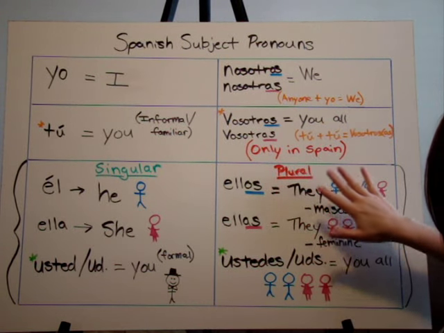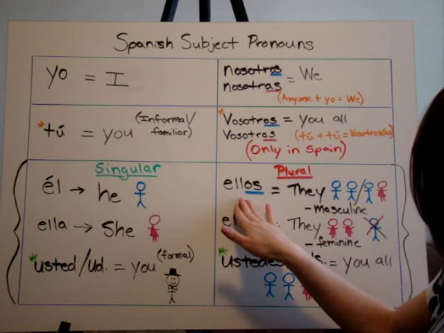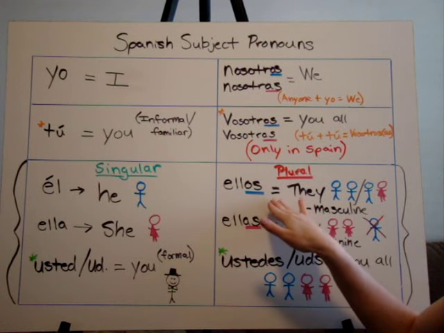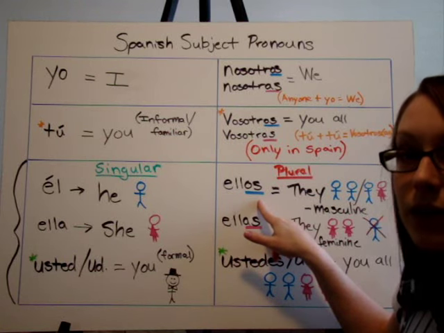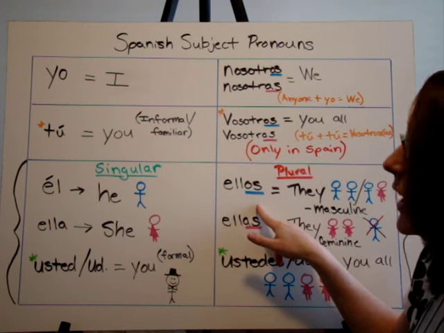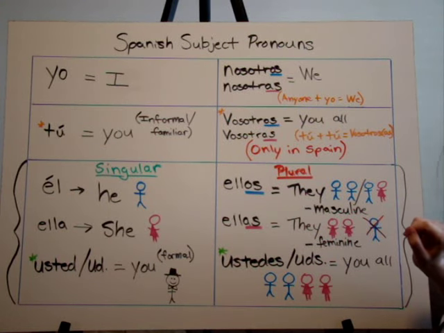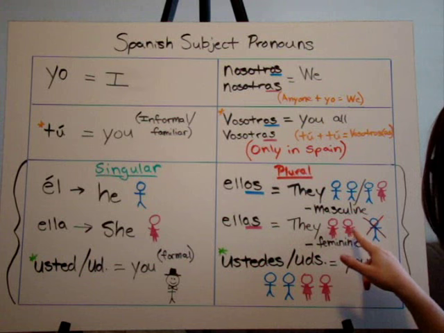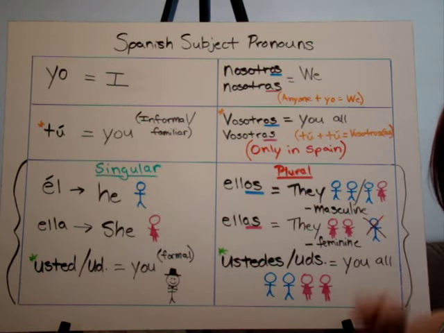Now this is the plural box of this, okay? So ellos means they, ellas also means they, but this one up here talks about all male, so this is the masculine form of they, or just as we talked about up here, it can be mixed gendered. Ellas refers to all female and no guys. No guys are allowed here, sorry.